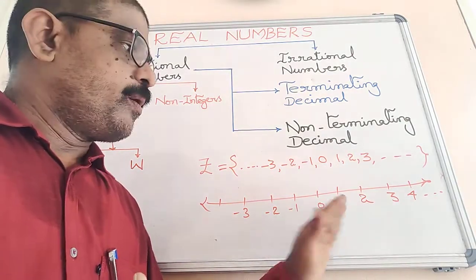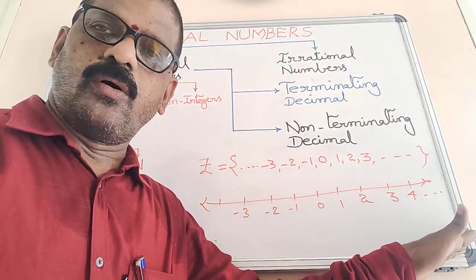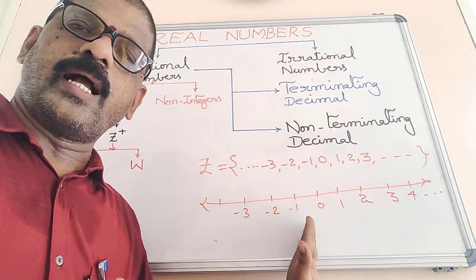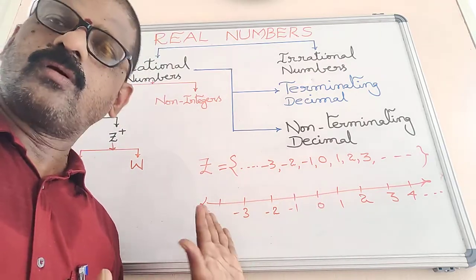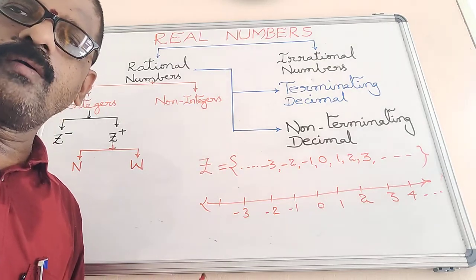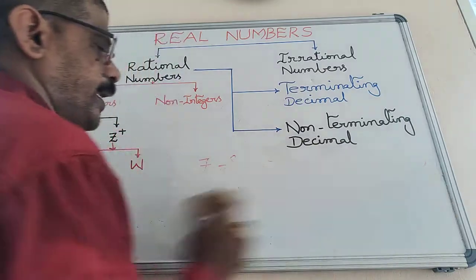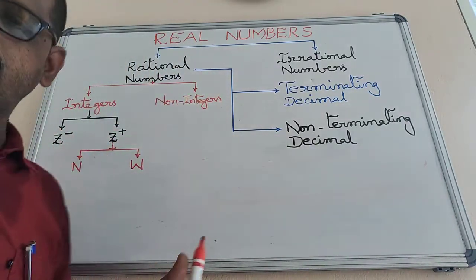Clear? Once again, positive integers are denoted by the right side of the 0. Negative integers are denoted by the left side of the 0. Clear? Now, integers are completed. Now, the next one. Non-integers. Next one is non-integers.